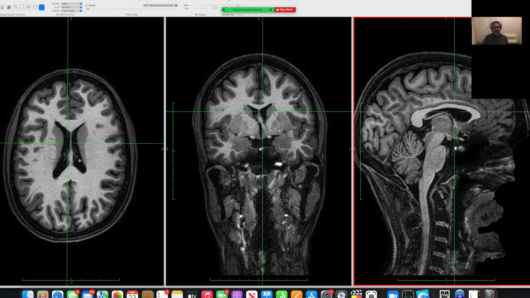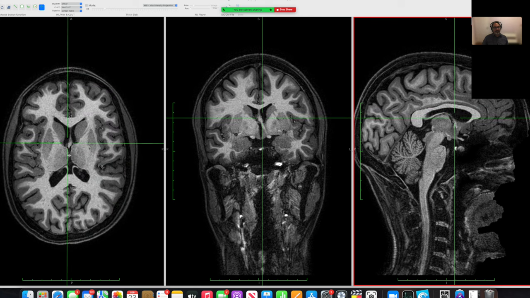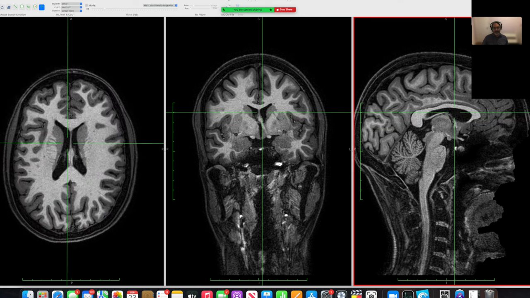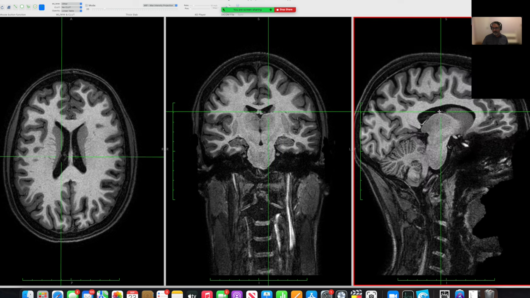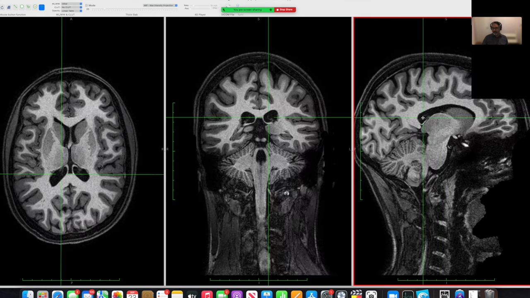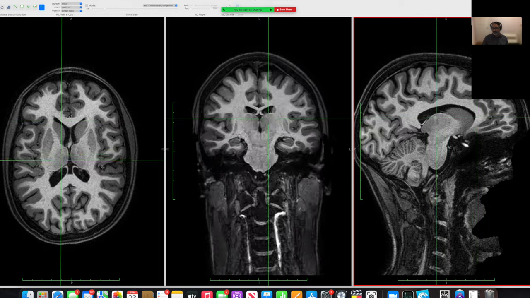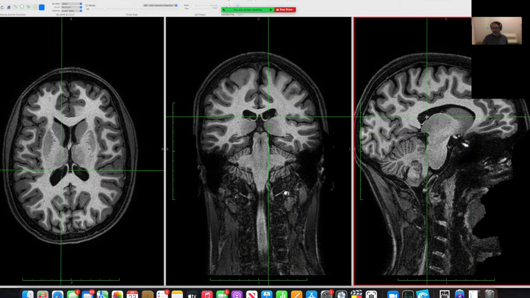So as you go inferiorly, they're connected up there. So they're like that up there. But if you go down at this level of the plane, you will see that in an axial view, you'll see one in the back and one in the front. So these are both lateral ventricles. And that's the anterior horn, that's the posterior horn.